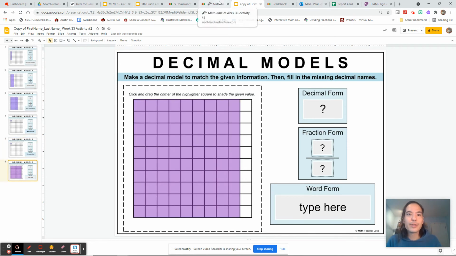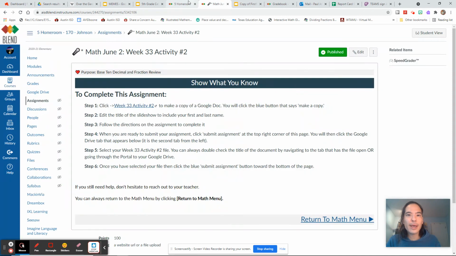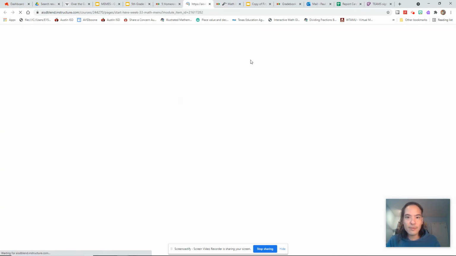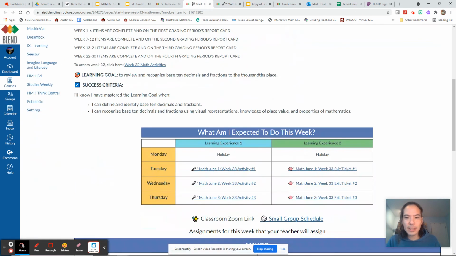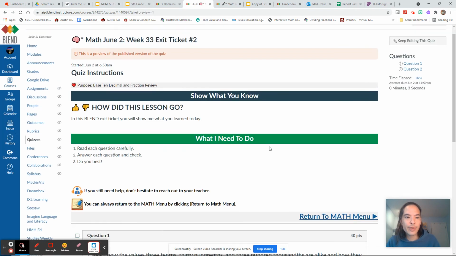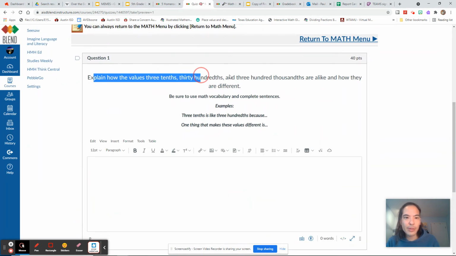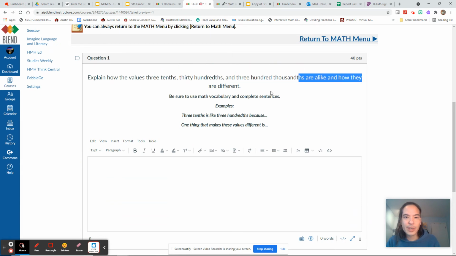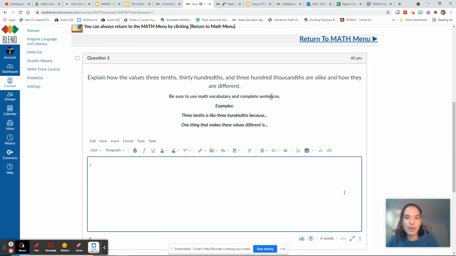And then finally, let's take a look at the last thing for today, which is your exit ticket. It should be the same idea. Same stuff. Decimal and fraction review. Explain how the values 3/10, 30/100, and 300/1000 are alike and how they are different. Remember, we're talking 3/10, 30/100, or 300/1000.